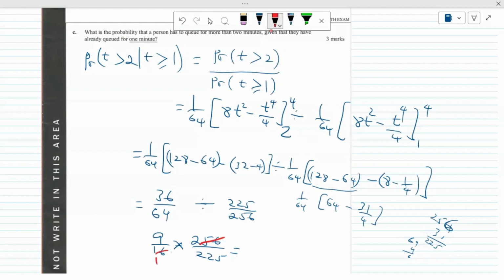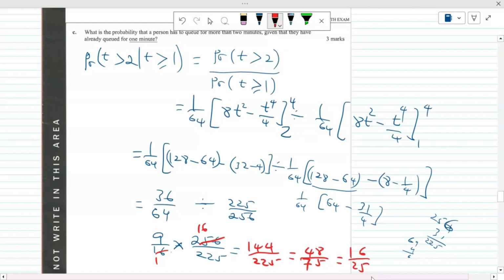So that's 1. That must be 16 times 16, 256. 16 times 9 is 144 over 225. So can I simplify? Divide this by 3. What do I get? So that's going to be 48 over, what is that? 75. Yeah, 75. Can I still simplify? Yes, I could. It's going to be 16 over 25, isn't it? Yeah, so that's going to be simplified.